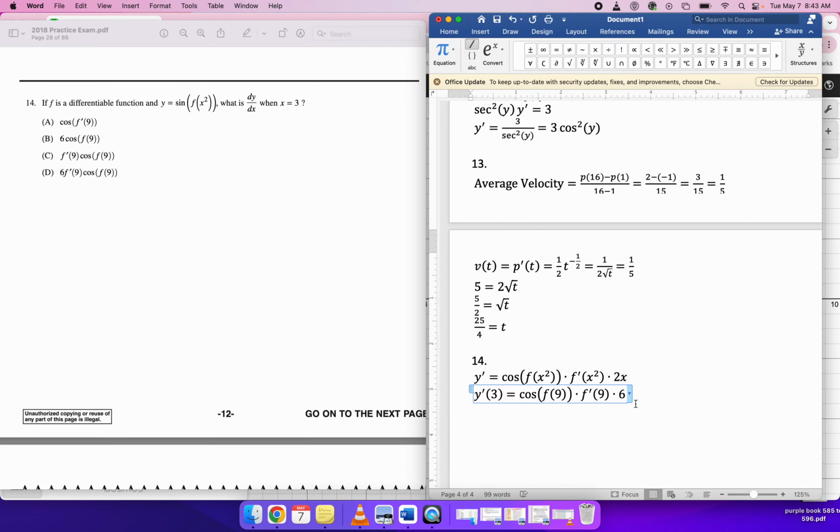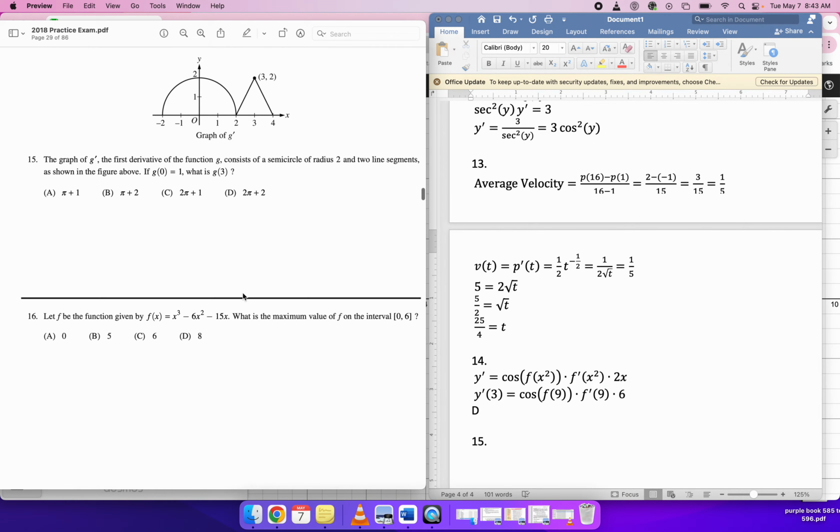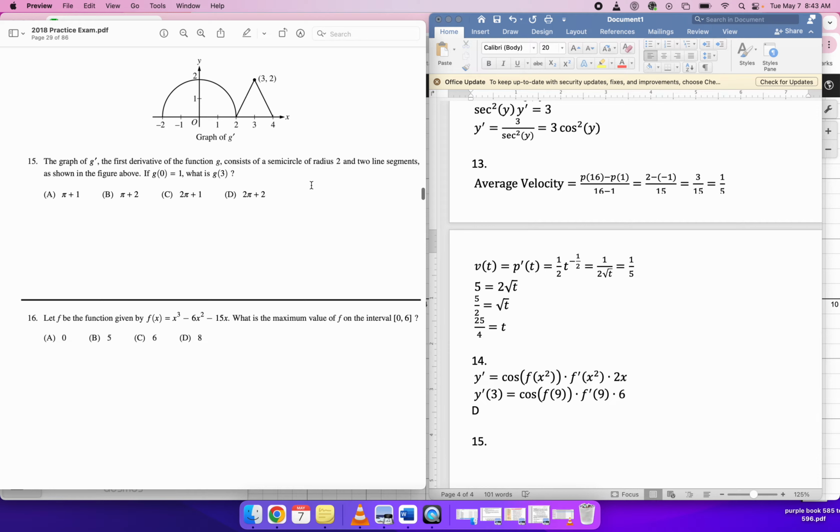Cosine of f of 9. Yeah, it looks like it's D. Number 15. The graph of g prime, the first derivative of the function g, consists of a semicircle and a line segment. If g of 0 is 1, what is g of 3?